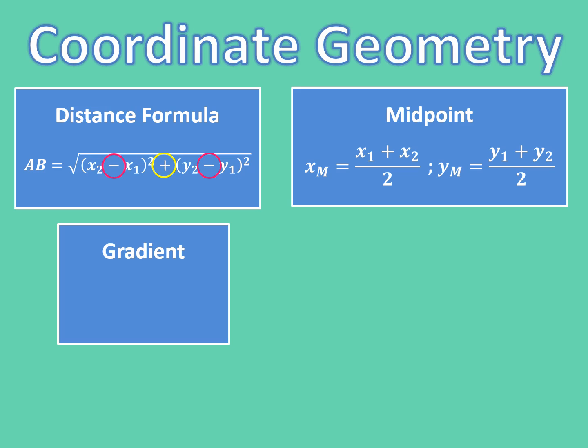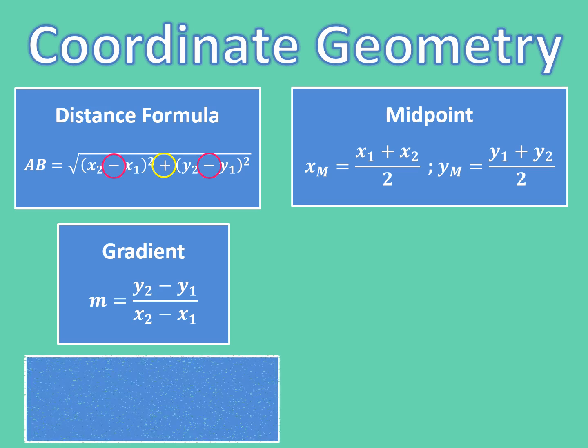Moving on to gradient. Gradient we've been doing for a while now. It's y2 minus y1 over x2 minus x1. And the gradient tells us a few other things as well. First of all, if our lines are parallel, they will have equal gradients. And if our lines are perpendicular, the one gradient multiplied by the other gradient will give us minus 1.